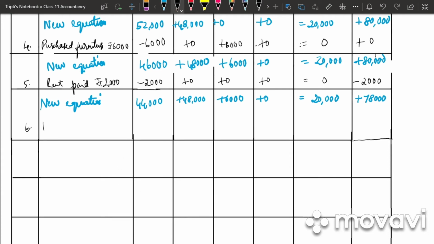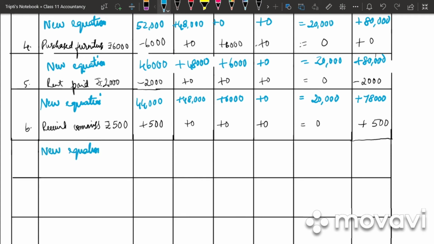Next we have sixth one, received commission, rupees 500. So when we are receiving commission, our cash is increasing by 500 plus 0 plus 0 plus 0 is equal to 0, and our capital is also increasing by 500. So what is the new equation? 44,500 plus 48,000 plus 6,000 plus 0 is equal to 20,000 plus 78,500.